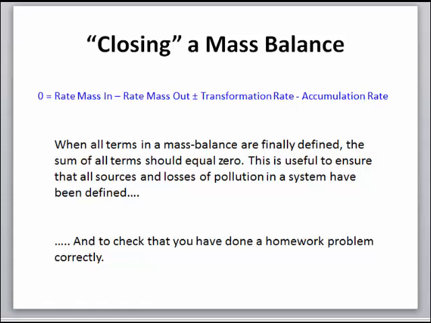This is useful when trying to define an environmental system where some of the inputs and outputs might be unknown, or where you may have to assume that some are negligible. If you make that assumption, you can always check your assumption by seeing if the mass balance closes. If it doesn't, your assumption is incorrect, and in the real world you would have to go define those inputs or outputs more carefully. This can also be useful in your homework to check that your solution is correct.